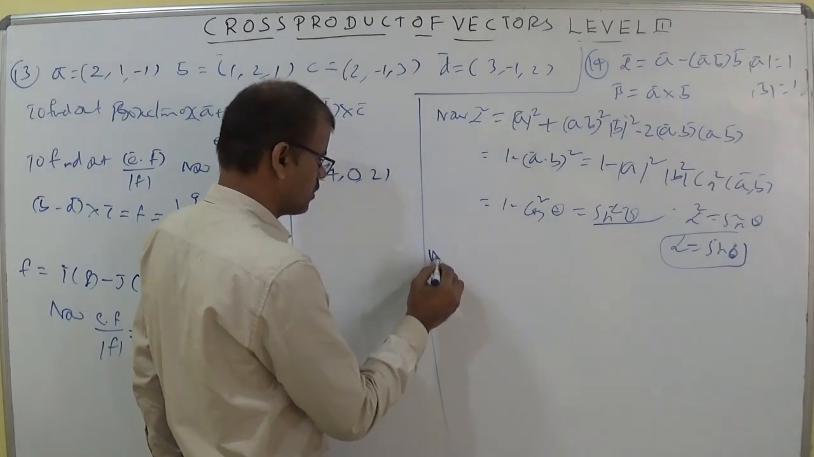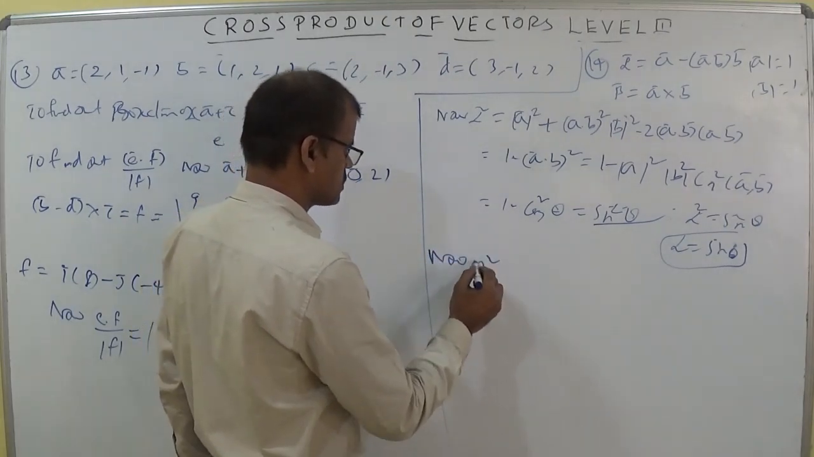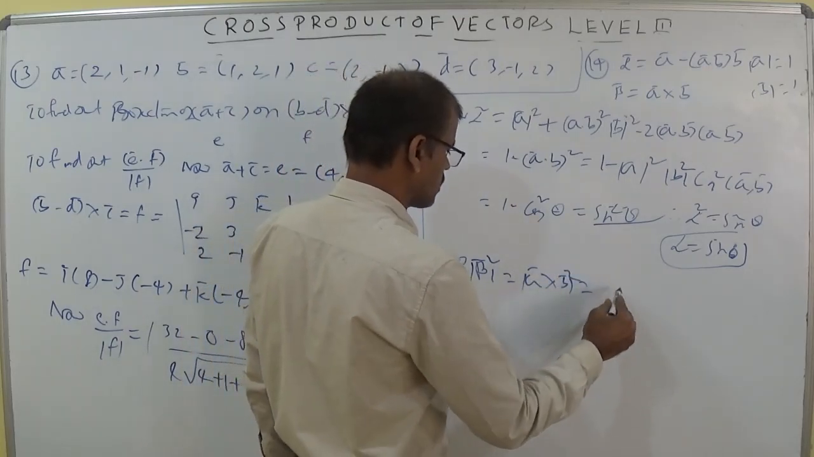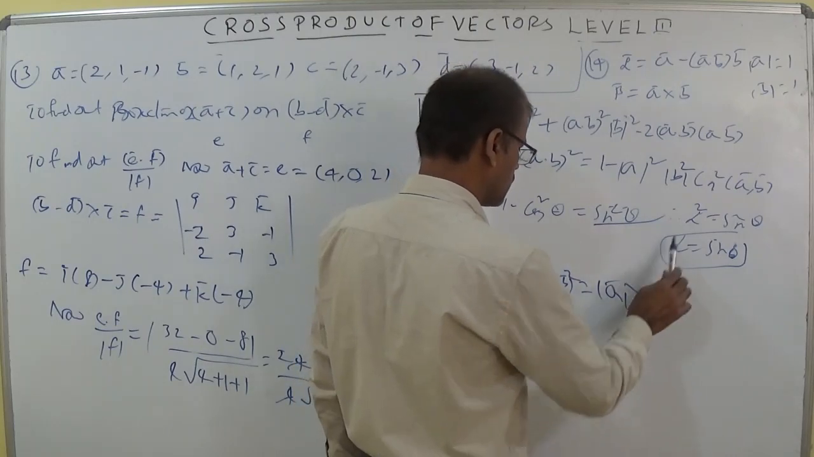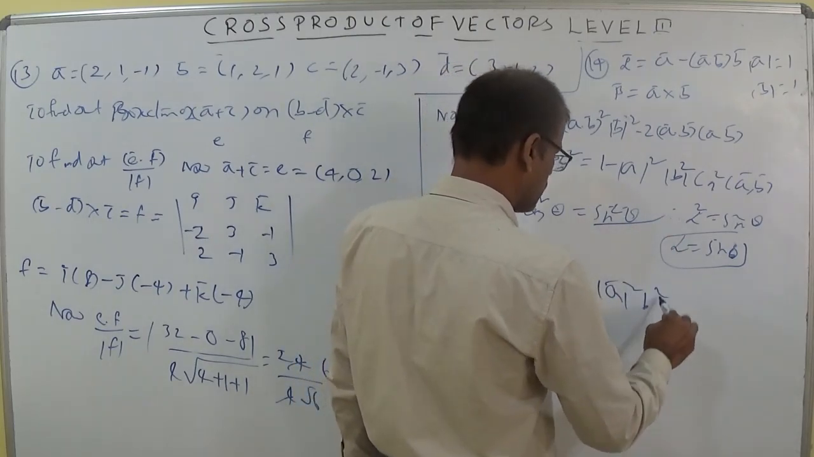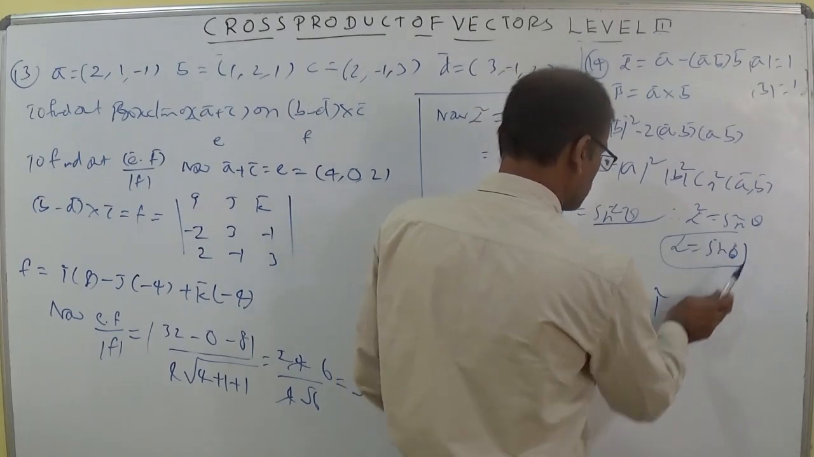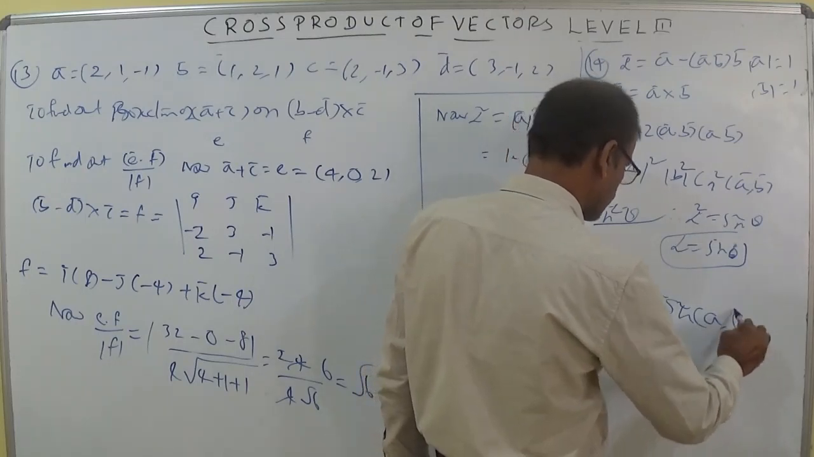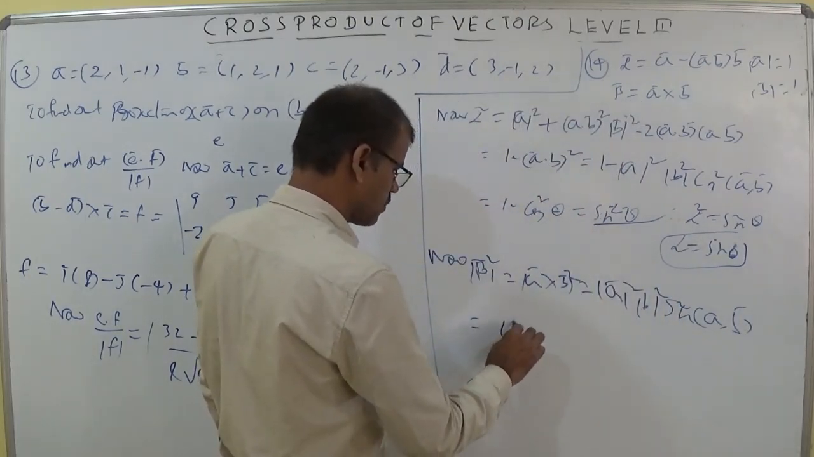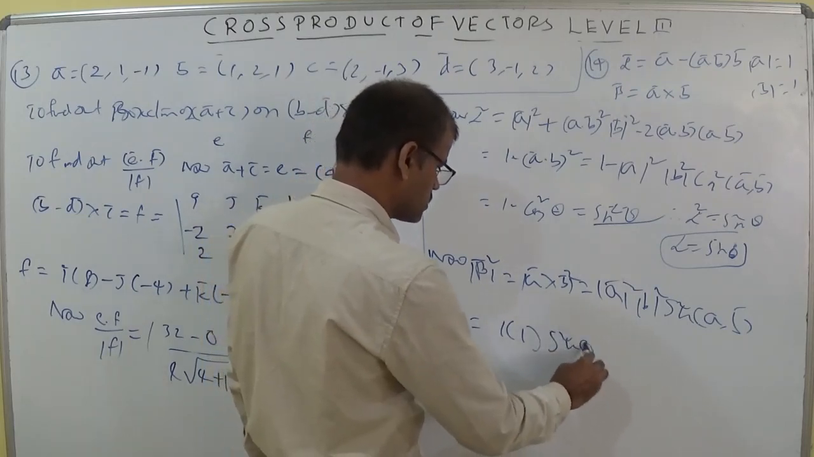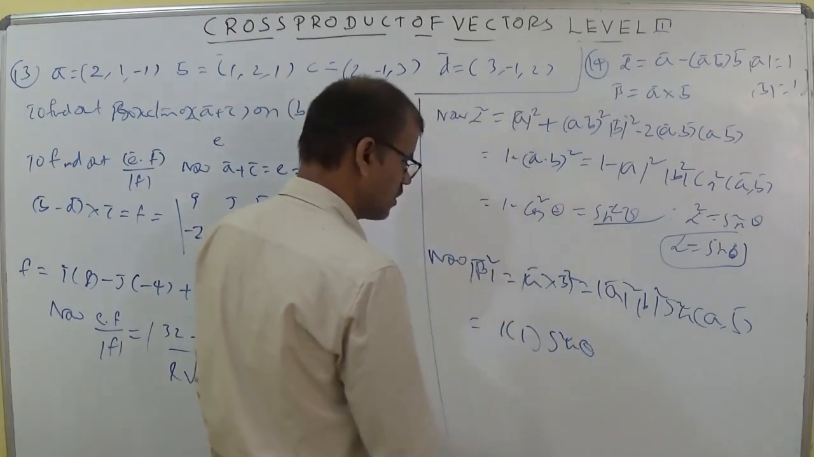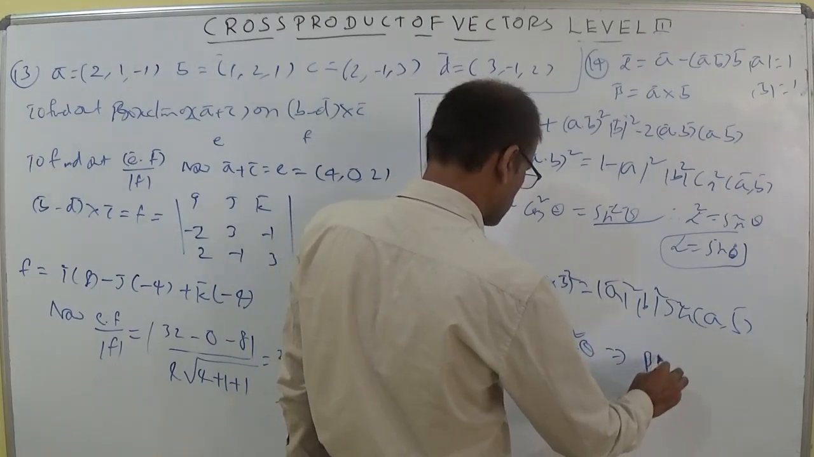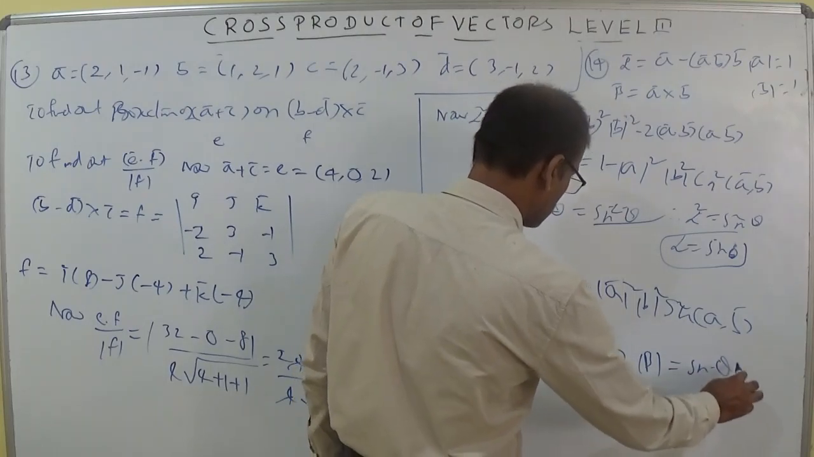Now regarding the beta value we should discuss. Modulus of beta square is equal to (A bar cross B bar) whole square. You can write the general formula of cross product: mod A square into mod B square into sin square of A comma B. Since A is a unit vector and B is a unit vector, and let us take the angle between A bar and B bar as theta, this is sin square theta. That implies modulus of beta is sin theta.